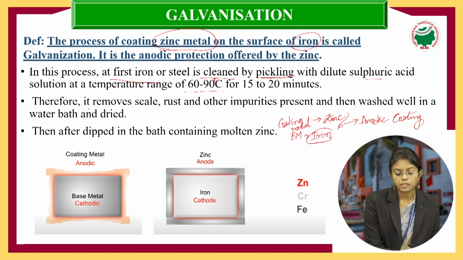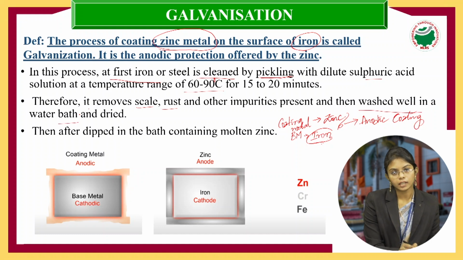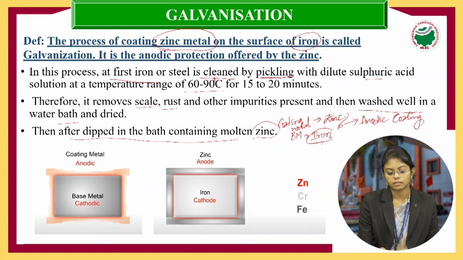Therefore, it removes the scale, rust, and other impurities present, and after removing all these impurities, it is washed well in a water bath and then dried. Now, after this, we are going to dip it in a bath containing molten zinc. Why do we have to dip here? Because now this zinc metal should attach, or coat, on our iron metal. Imagine this is your iron metal, and you want to coat this iron metal with the zinc.